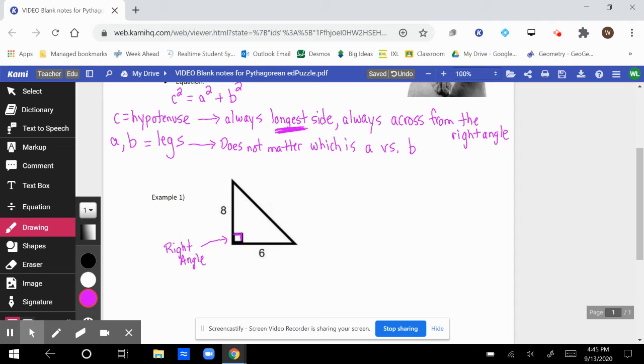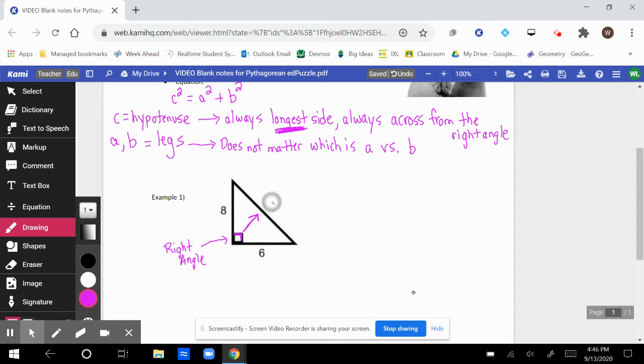Okay, so when I say across, I mean take that right angle, and if I drew an arrow through the middle of the triangle to the other side, that's my hypotenuse. The hypotenuse is always the longest, but in this example here, we weren't given a length for that side. You can still tell that it's the hypotenuse because it's across from your right angle.